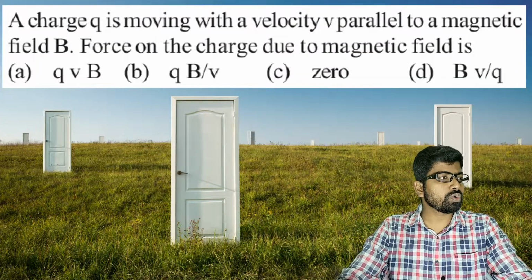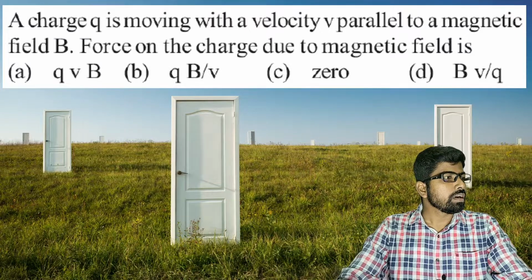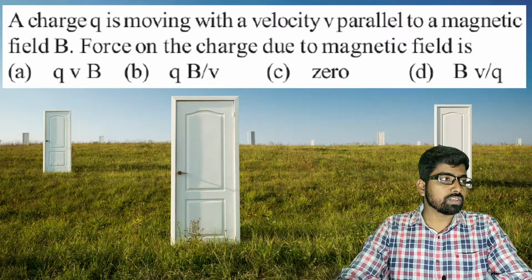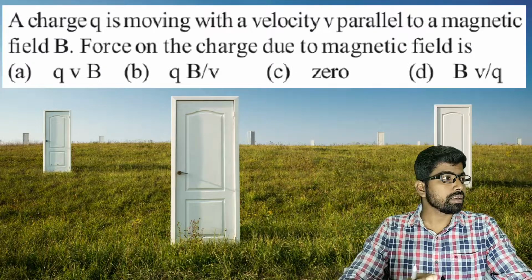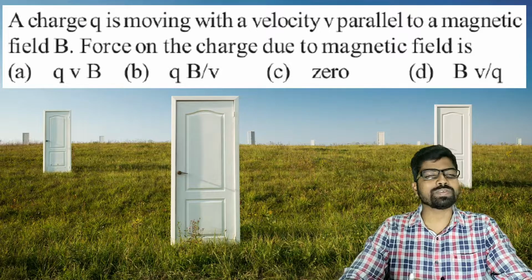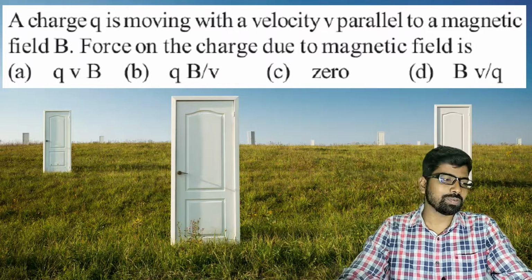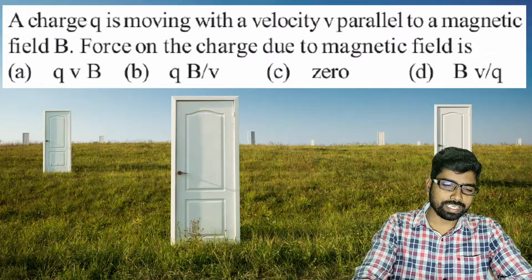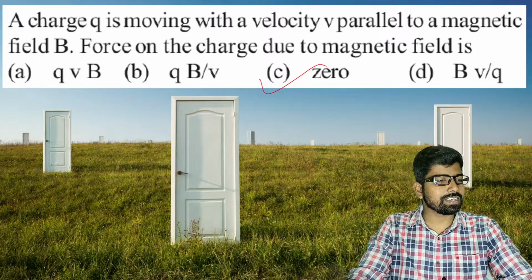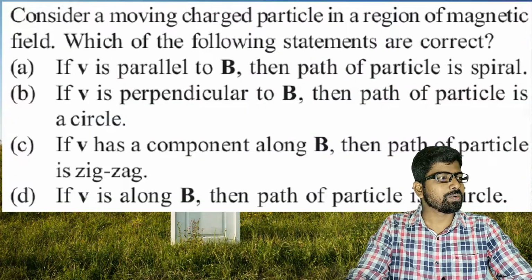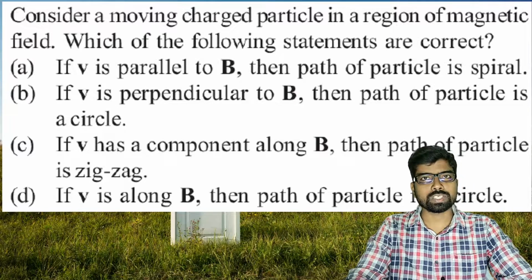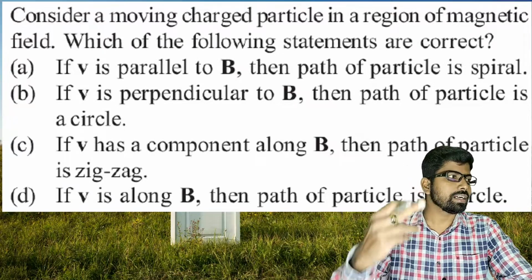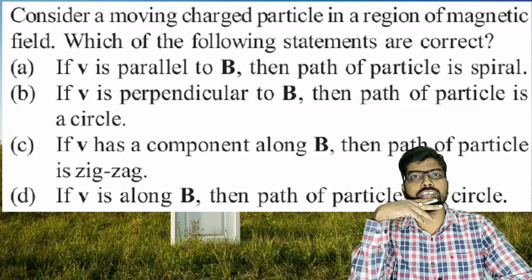So now one more question is there on the screen. A charge q is moving with velocity v parallel to a magnetic field B. The force on the charge due to the magnetic field is what? Parallel. Then you know the answer. Yes, in the comment box I can see option C is the right answer. Now, one more very interesting question. This question is for you, and I'm waiting for your answer.